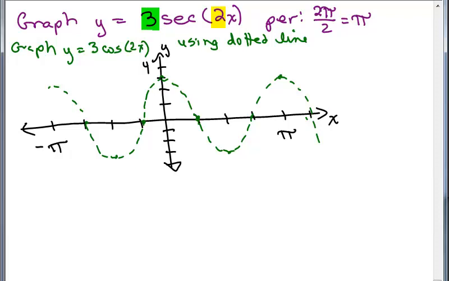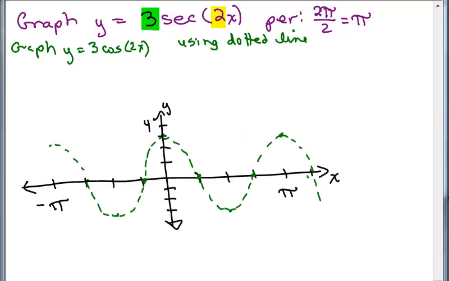Now the problem is I really didn't leave myself a lot of room to do the secant function, so I'm going to move this graph down a little bit. Before graphing the function, I want to determine what my vertical asymptotes are. What are the vertical asymptotes? Well, wherever it goes through the x-axis, remember the reciprocal of 0 is undefined, that will be the asymptotes for the secant function.